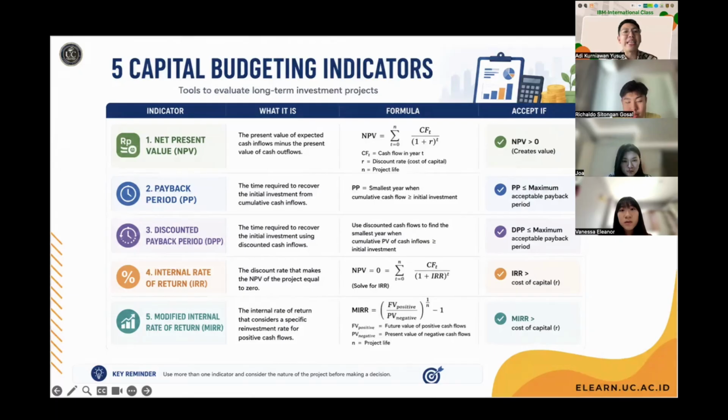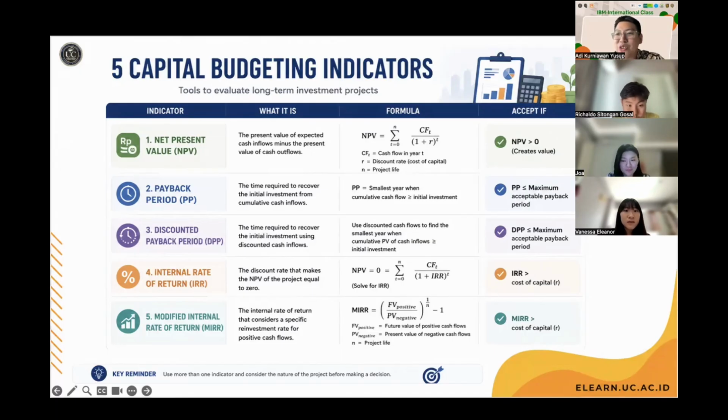However, the difference is that the discounted payback period pays attention to discounted cash inflow. It pays attention to the time value of money. Logically, you should accept the project if the payback period is higher or lower than the acceptable payback period.